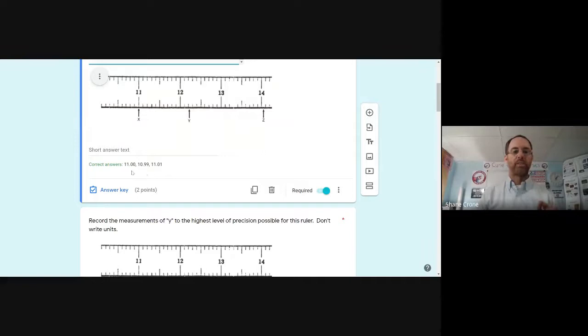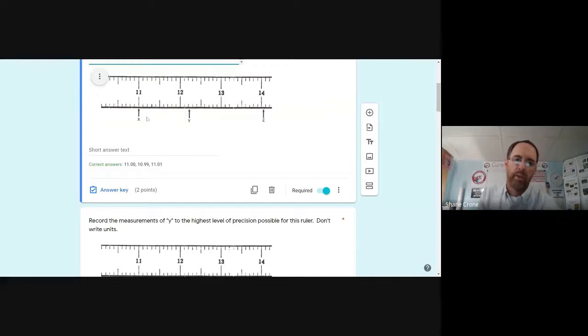But if you said 11 or 11.0, that's just incorrect. You have not recorded the highest level of precision for that device. You read it, but you didn't record the highest level of precision for that device. That's what you're being asked to do. If I was just asking you to read this, I would have asked you to do this in like 3rd grade.